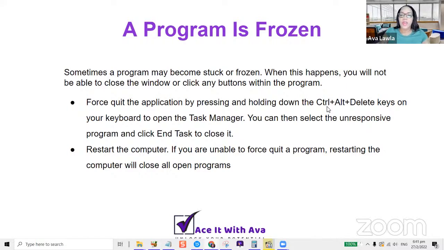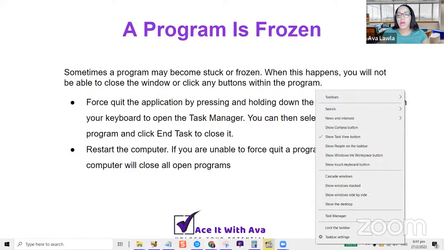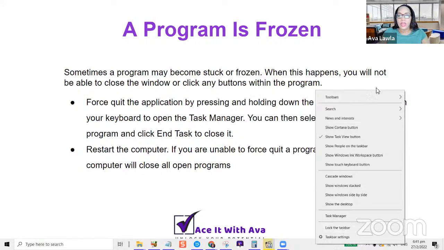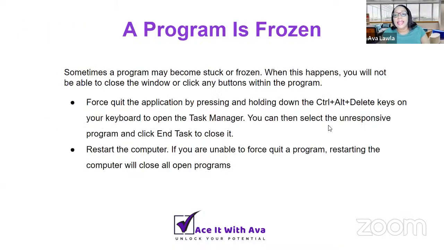I can't show you here because it's not going to show, but it's going to bring up an area and it will allow you to select the task manager as we did just a while ago. Or if you don't want to go through all of that, it's good to know that particular way to get to task manager. But as you saw, we can right click on our task bar and go to task manager. After all of that, you can then select the unresponsive program and click end task to close it.